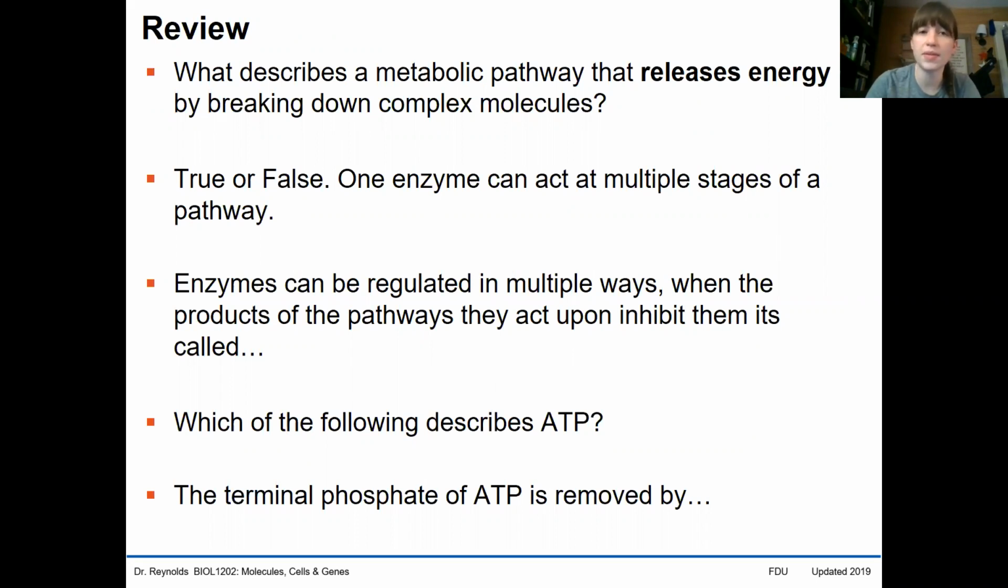So what describes a metabolic pathway that releases energy by breaking down complex molecules? Well, there are 2 specific categories of metabolic pathways we've spoken about, anabolic and catabolic. The one that breaks down molecules to release energy is catabolic, and we're going to be looking at an example of catabolic pathways today. True or false, one enzyme can act at multiple stages of a pathway.